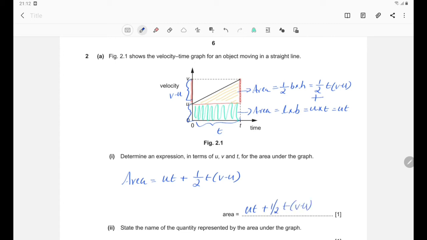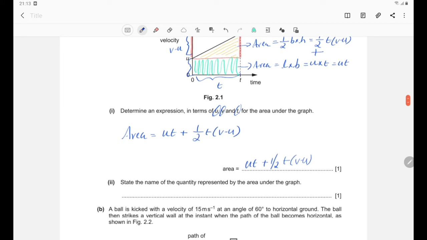So as they have mentioned in the question, in the equation of area, we have u, we have v, and we have t. And it is a very easy question, and you will get only 1 mark.